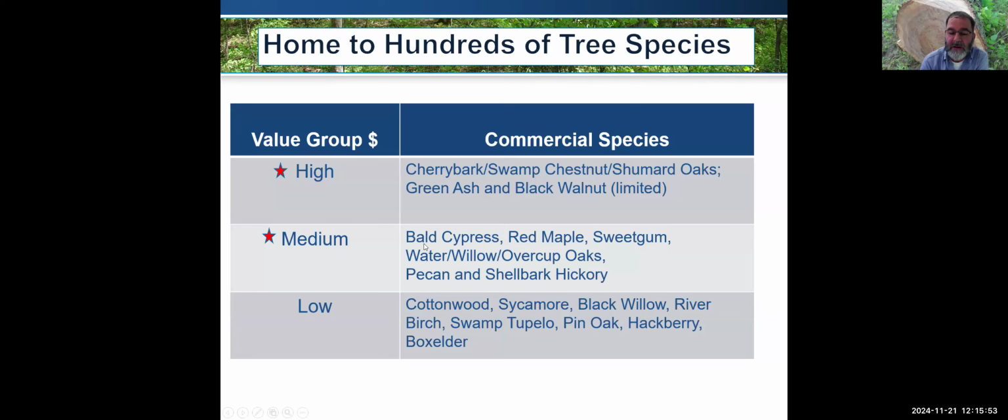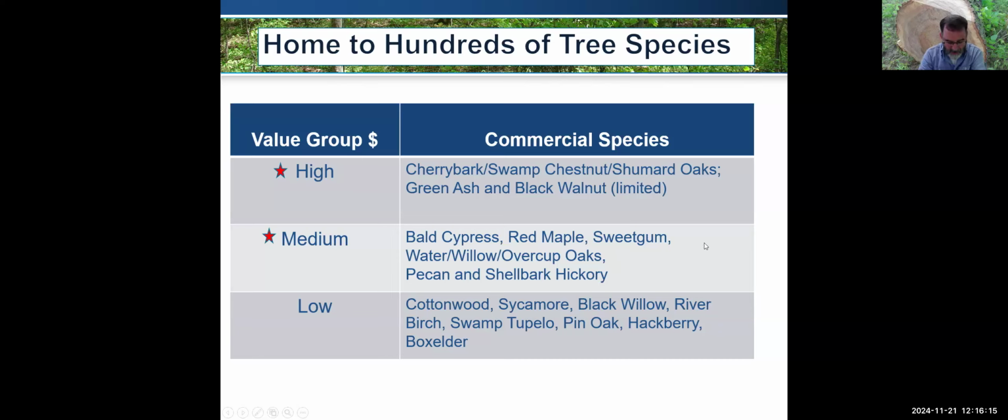Now, there's additionally a number of oaks, water willow, and overcup oaks. Not necessarily high value species. The wildlife biologists would say that these are very good for waterfowl. So from that standpoint, they certainly have high value. And then pecan, shellbark hickory, as well as water hickory, which isn't listed there. That's pretty limited in the southeast.